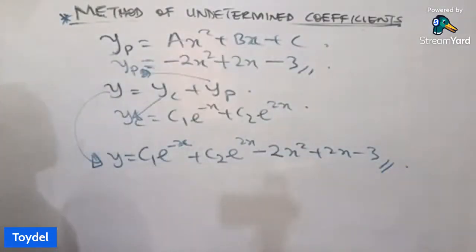So if you are given non-homogeneous differential equations, you'll be required to find a particular solution and the complementary solution. The addition of the two will give us the final solution as we have gotten it here.